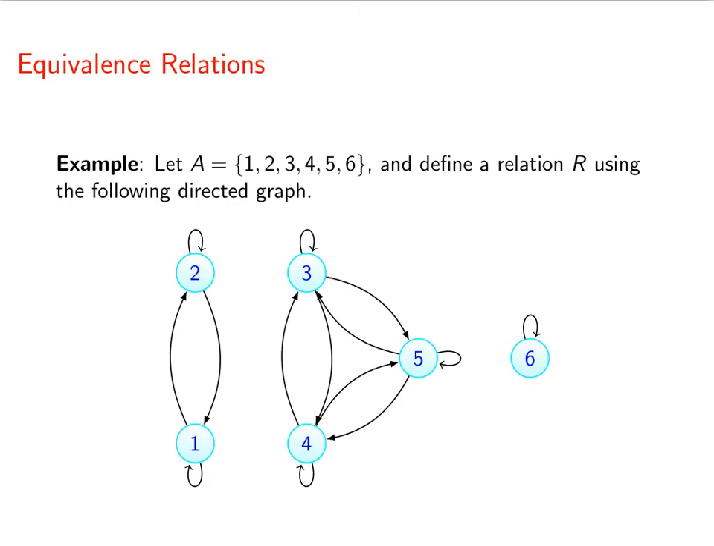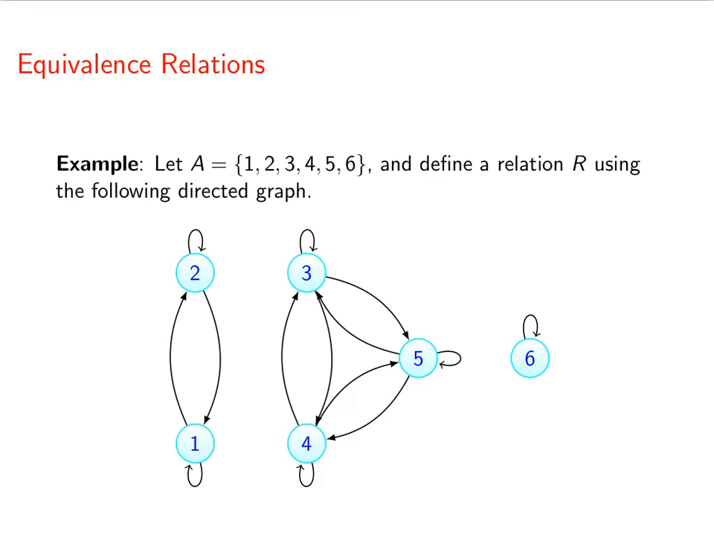All right, so let's take this as an example. Our set A is going to be the set containing 1, 2, 3, 4, 5, 6. We'll define a relation R using a directed graph. So here's our picture that shows our elements in the set, and the arrows indicate the relation. You can see arrows going to and from various elements in the set.